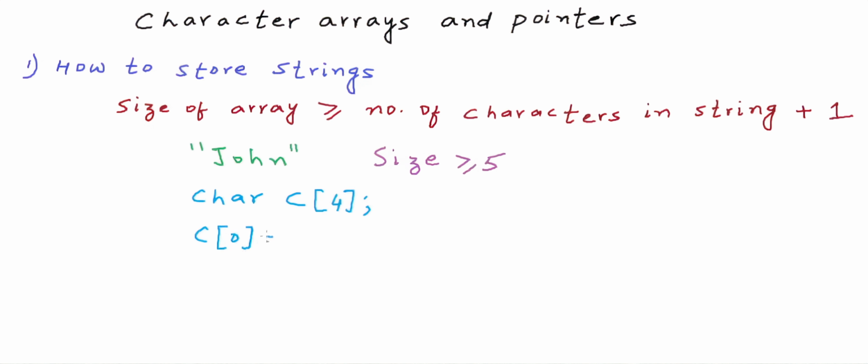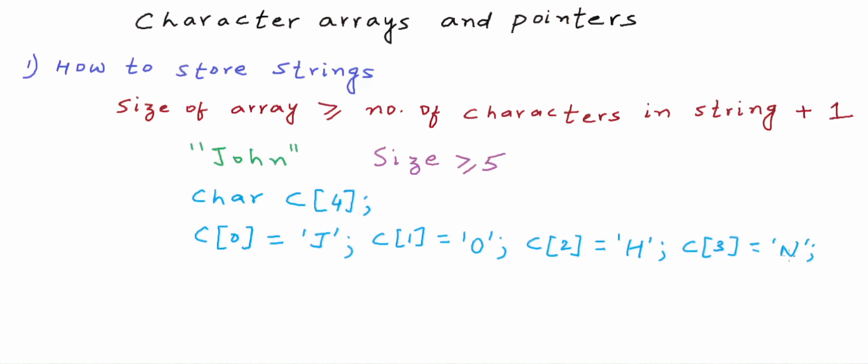J will go at the 0th index, O will go at the 1st index, H and N will go at 2nd and 3rd index respectively. So I'm storing all the data, isn't it? Let's try to understand it this way.